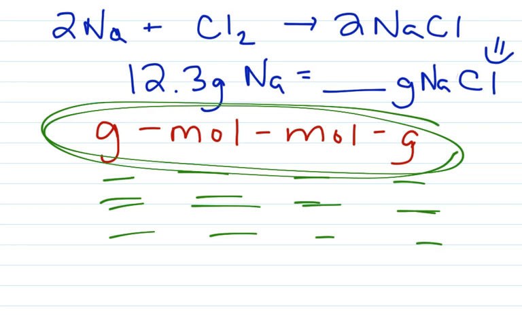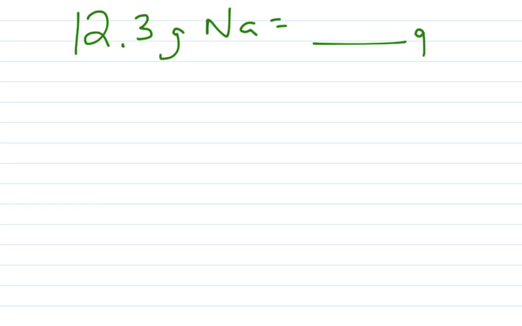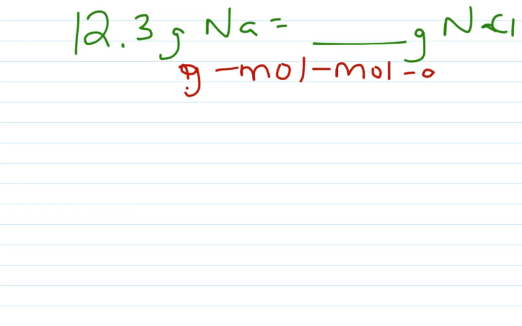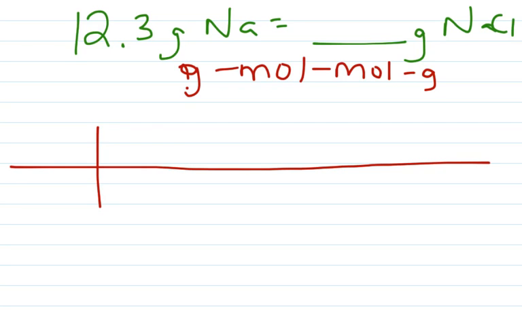Okay, what was it again? Oh yes, gram, mole, mole, gram. You got it? Are you bored yet? Good. So, here's how to do this problem. The problem we were looking at said we had 12.3 grams of Na, and we wanted to get to grams of NaCl. Again, you need to remember these problems are gram, mole, mole, gram. So we're going to set it up. Yes, it's going to be a long one.